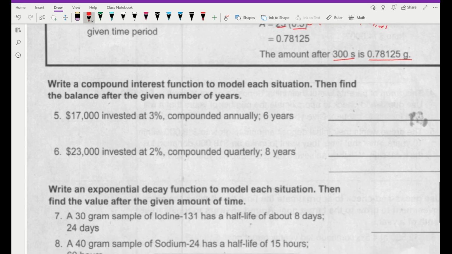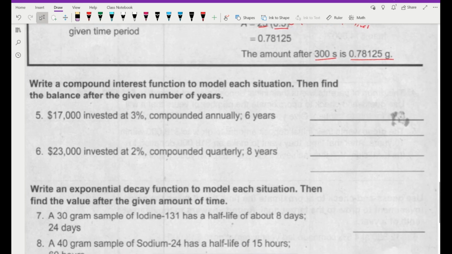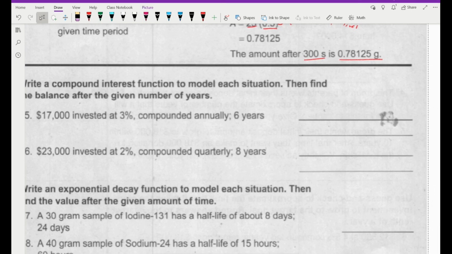Now let's look at some example problems here. We have 2 compound interest problems, and then we have 2 half-lives. Number 5: $17,000 is invested at 3% compounded annually for 6 years. So the time here is 6. The starting amount, the principal here, is $17,000. The interest rate is 3%, and it's compounded annually. Annually means how many times a year are we compounding it? In this case, it's just 1.